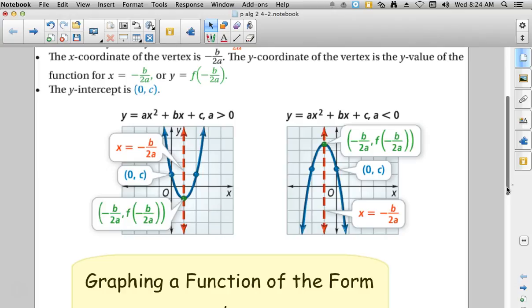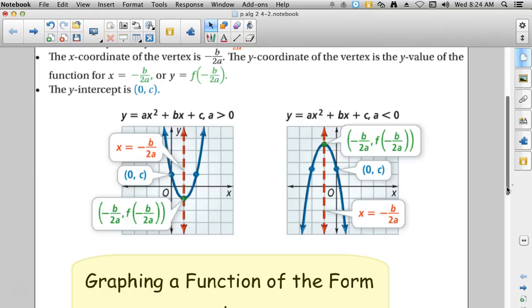So if we have an upward opening parabola, a greater than 0, our axis of symmetry comes from that little negative b over 2a. So does our vertex, but you have to do more work to get it. So you take that negative b over 2a, you put it into the formula, and that gives you your y value. And then you can find one easy point by just saying, hey, (0, c) is always going to be on my graph. And then use symmetry to reflect that.